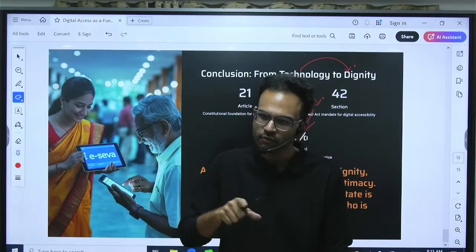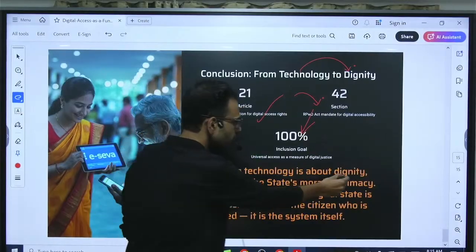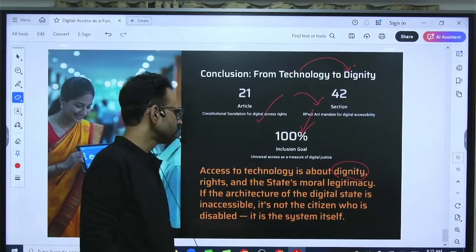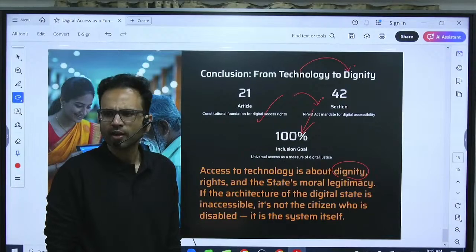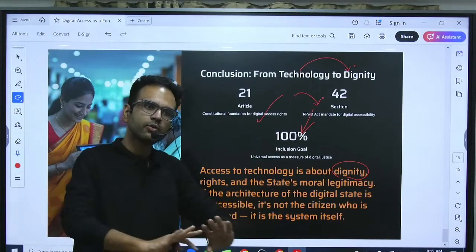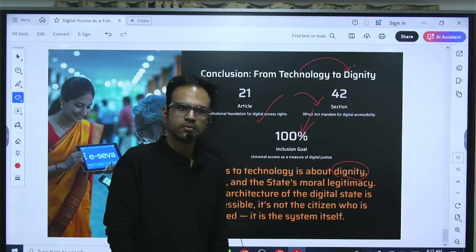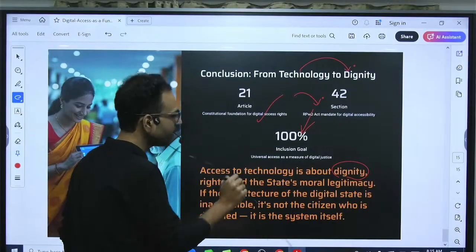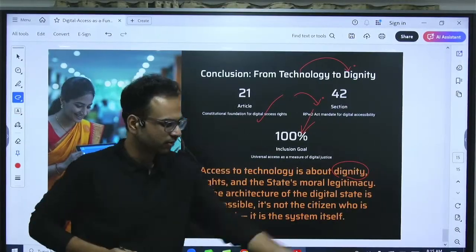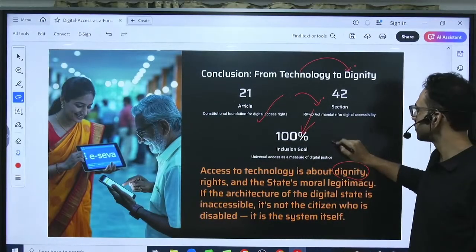This is the framework of thought. Okay? Access to technology is about human dignity. Clear? If you use this framework of thought, you will be able to write any answers. And you also have a word limit. There is a reason why there is a word limit. Okay? 150 words. That's why you need to have clear phrases.